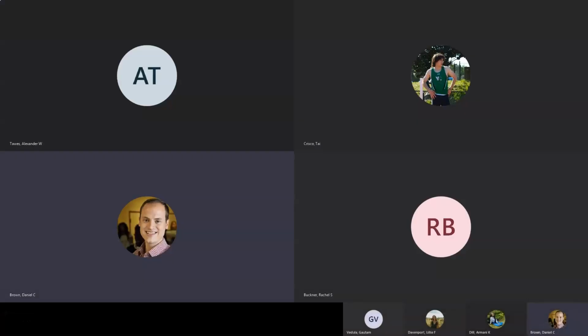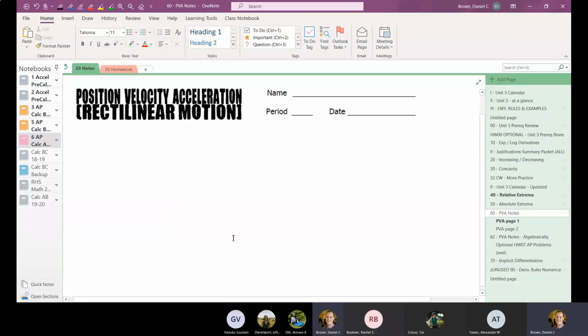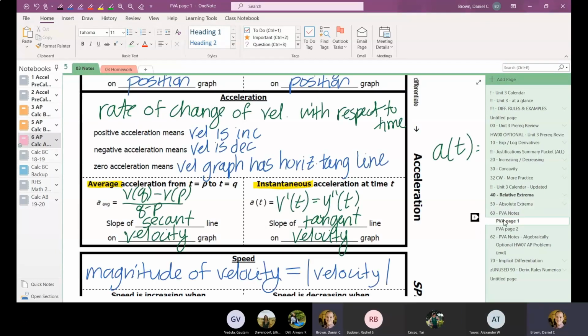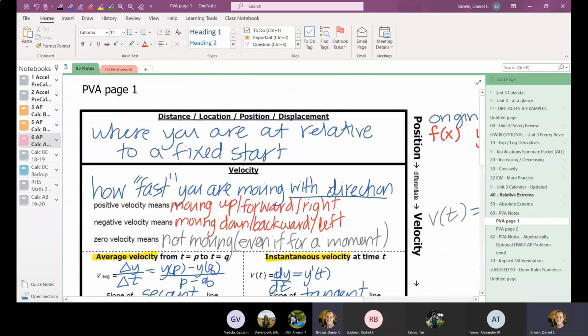Up our notes with position, velocity, and acceleration. This first page that we did yesterday is one of those pages that I would make sure you always have. Position, velocity, acceleration will show up again later in this semester, and then will also show up again second semester. It's one of those concepts that just doesn't really go away.